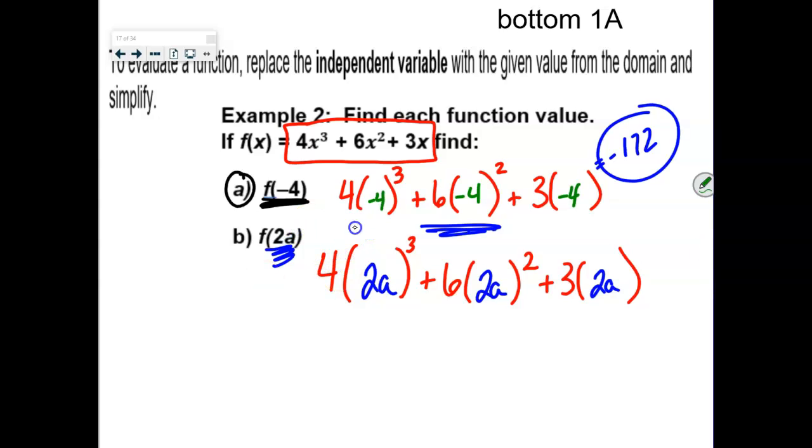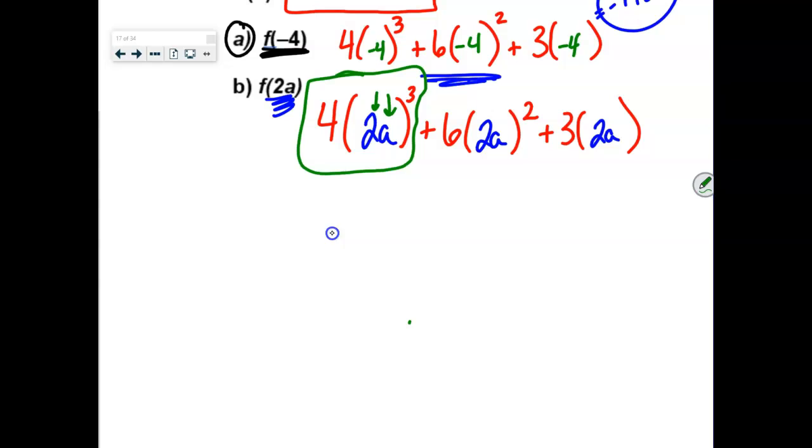So talk to me about how I'm going to simplify. Let's start with just this part. Order of operations. Parentheses first, nothing to do. Exponents next. So the 2a has to be raised to the third power. Make sure both of them get raised to the third power. So the 4 can kind of come along for a moment. 2 to the third is what? 8? 8 to the third? Okay, keep going.